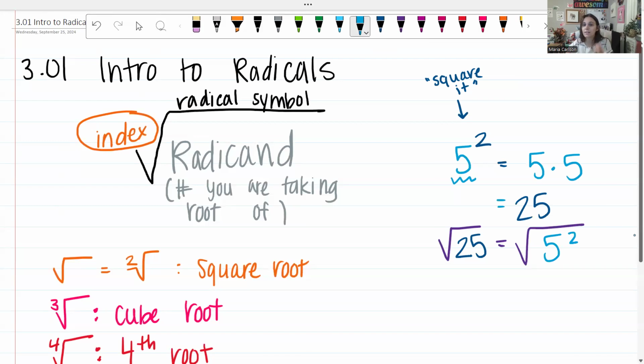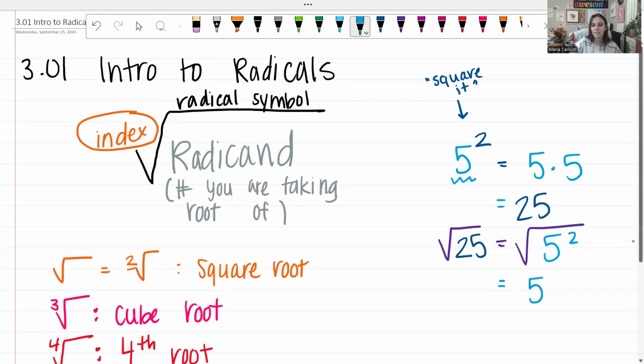And the square and the square root are opposites of each other. So you know how addition and subtraction undo each other? The square and the square root undo each other. So if I have 5 squared and I take the square root of that, I am figuring out, okay, what is the base number being squared? And the base number being squared of 25 is just 5.